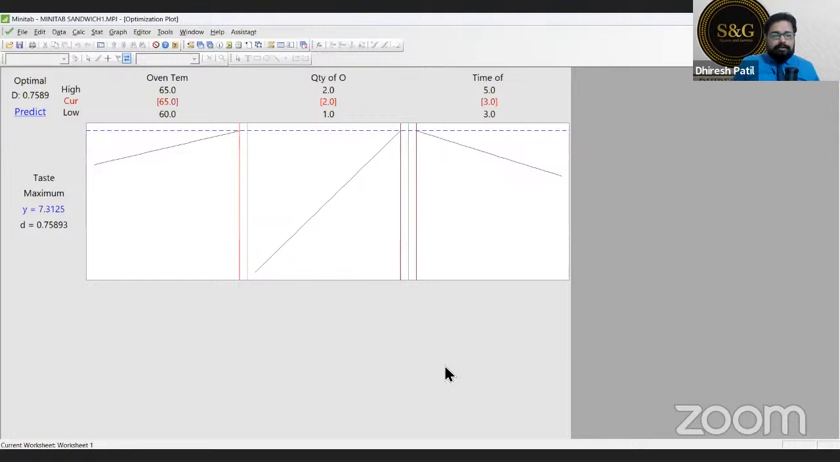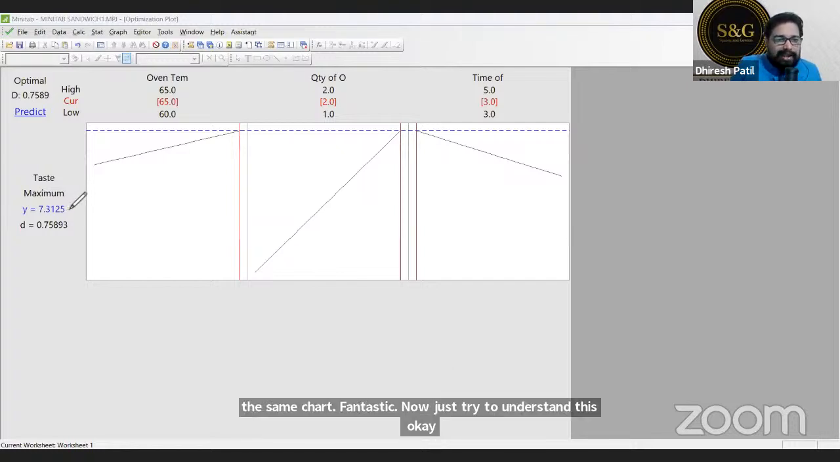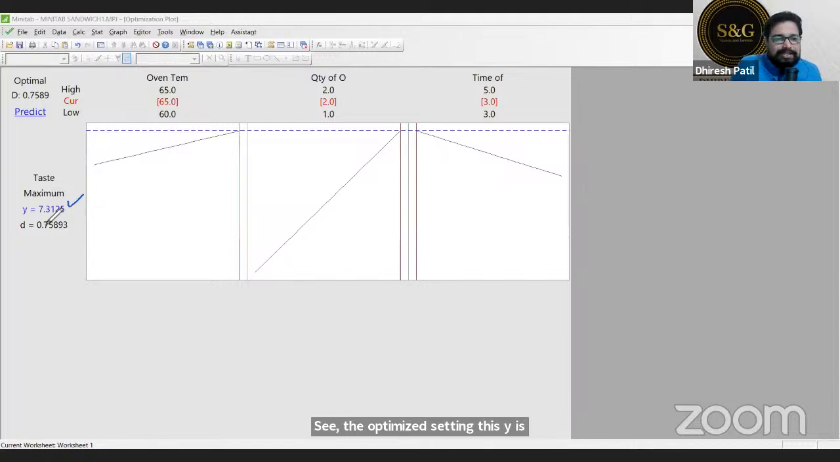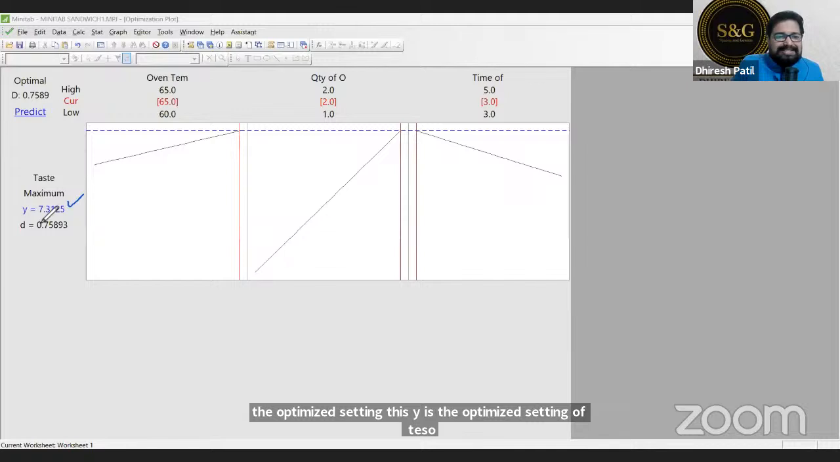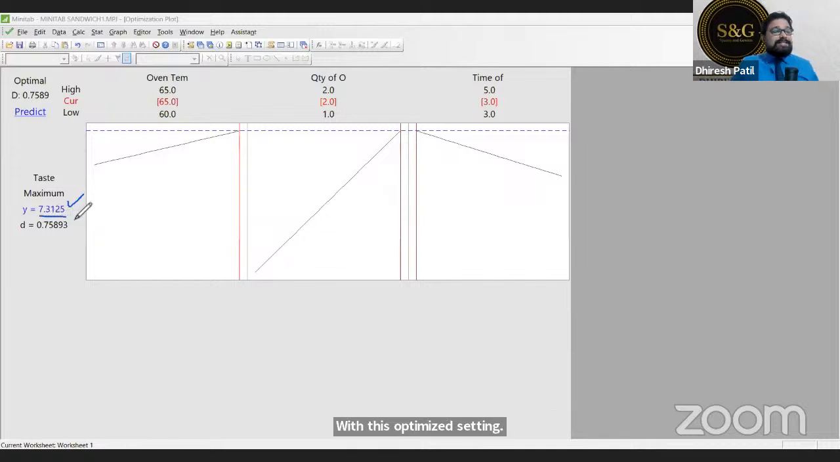Now, got the same chart, fantastic. Now just try to understand this, okay? See, the optimized setting, this Y is the optimized setting of test. So with this optimized setting, we will get 7.3 as a maximum test of the sandwich on the scale of 1 to 10.